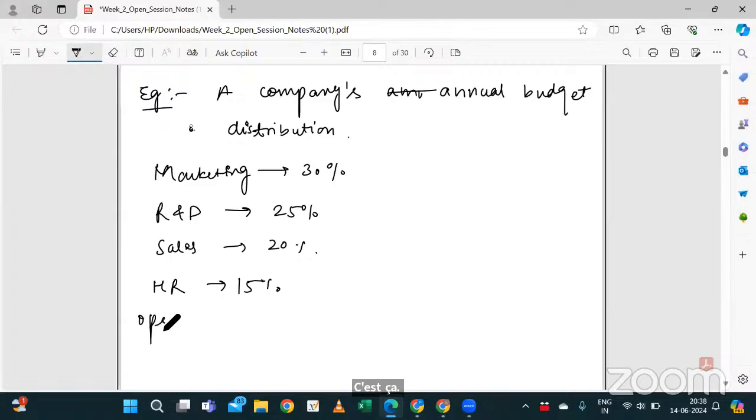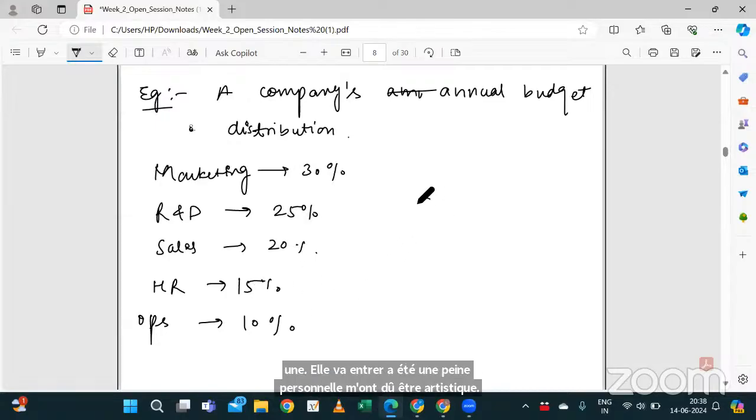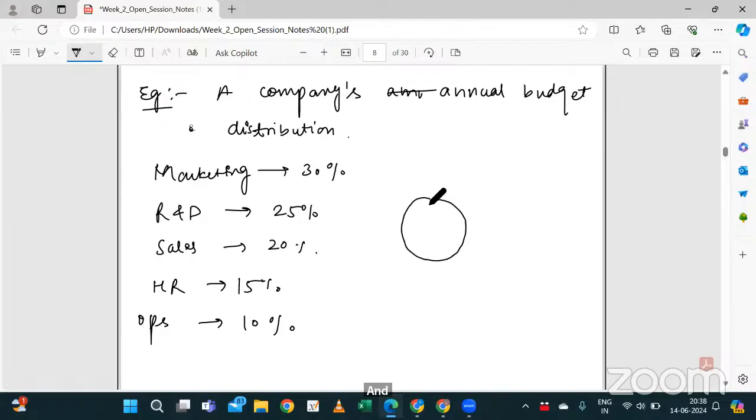And for ops, work related, let's say 10%. If you add them up, totally 100. So what we are doing, suppose this is the pie chart, and you will make different slices. You want to compare the parts of a whole.